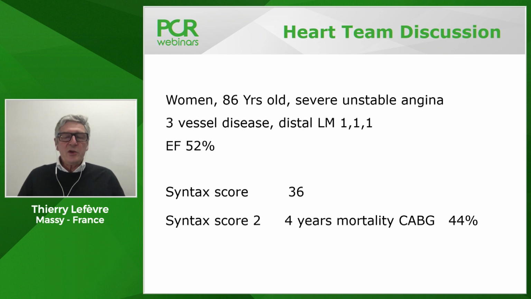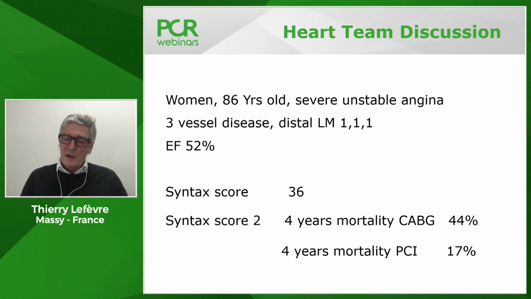So we had a team discussion. Of course, the surgeon said, no, we'll not do anything to this patient because she's too old. Syntax score is 36. Renal function is not good. So we had discussion about the strategy for PCI. And after a long discussion, we decide to go to PCI. And you can see that if you make the calculation of SYNTAX score 2, we estimate the mortality after surgery 44% at 4 years and PCI 17%. And if you add medical treatment, probably it will be 50% at 6 months.